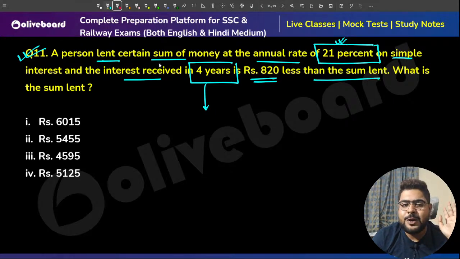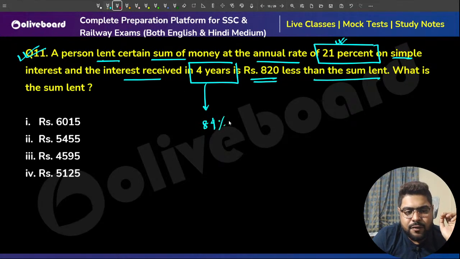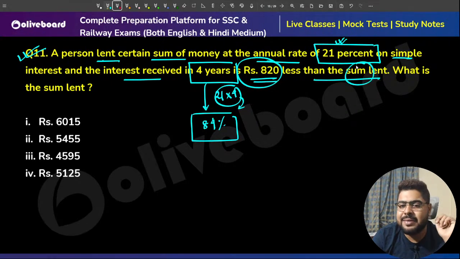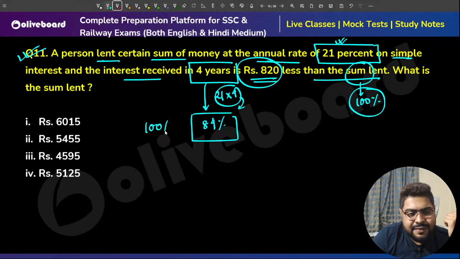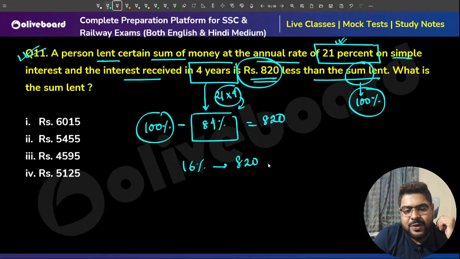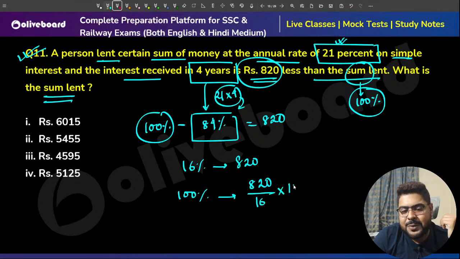21% for 1 year. In 4 years he will get 84% interest, which is 21 into 4, nothing else. Right, sir? They are saying this 84% is 820 less than the sum lent. The sum, like the principal in terms of percentage, is what, sir? 100%. And the difference is 820, meaning the 16% value is 820. They are asking for the sum lent, meaning the 100% value. 100% will be 820 by 16 into 100.